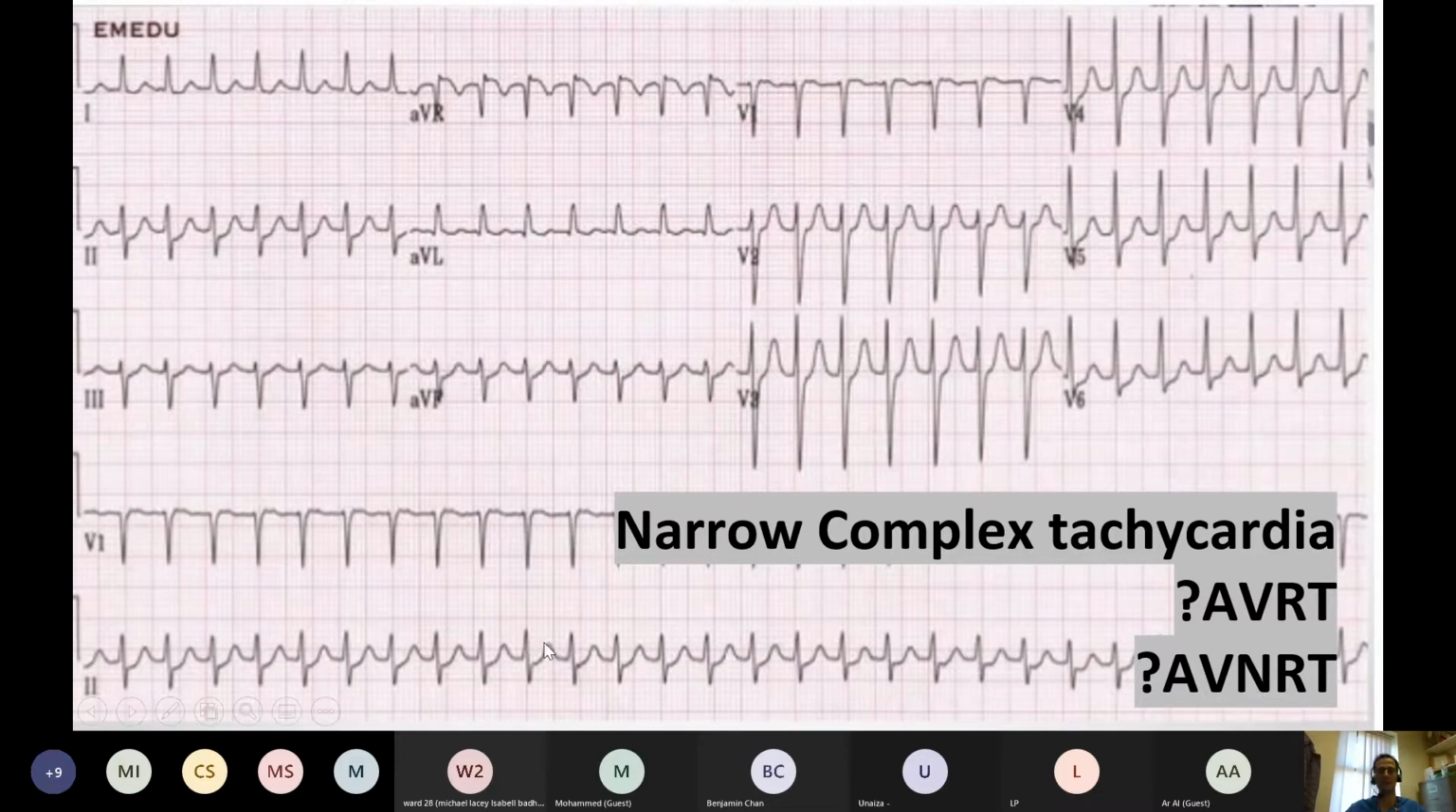But it's fast, isn't it? This is maybe 8 small squares. So the rate here is probably about 170. So this is a fast, narrow, complex tachycardia, and this could be either an AVRT or an AVNRT.